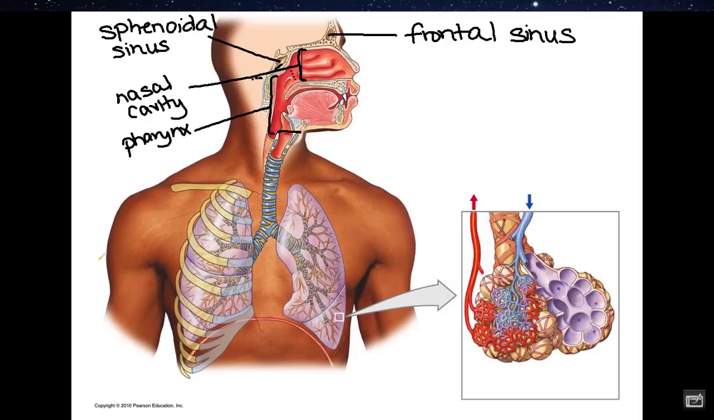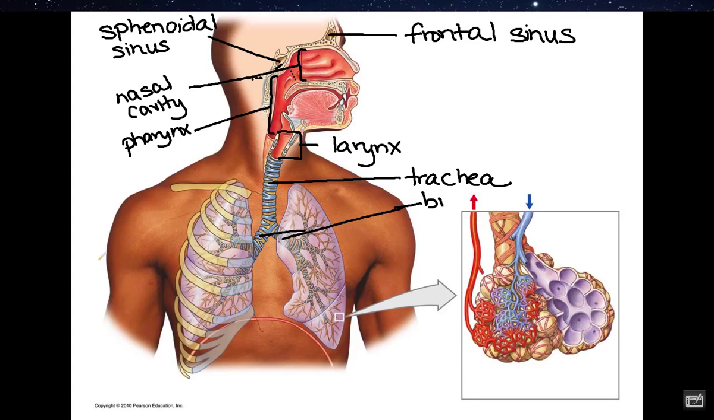And then this area here is your larynx. This is your trachea. And then your trachea comes down and it splits here into the bronchi, or bronchus is the singular. And then the smaller branches are the bronchioles.